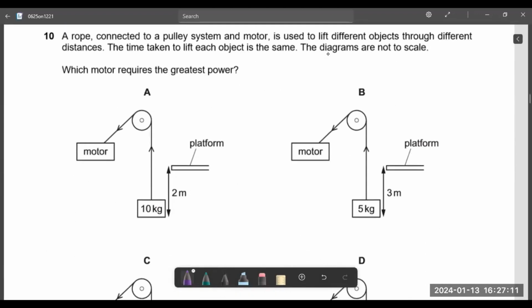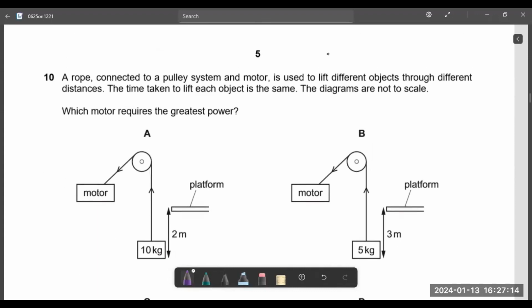Next, a rope is connected to a pulley system and a motor and is used to lift different objects through different distance. The time taken to lift each object is same. So here the time taken is same. The diagrams are not to scale. Which motor requires greatest power? So the motor that lifts the heaviest object through the greatest vertical distance will require the greatest power. That means greatest distance. Distance should be more and the object should be heavier. The weight of the object should be more.